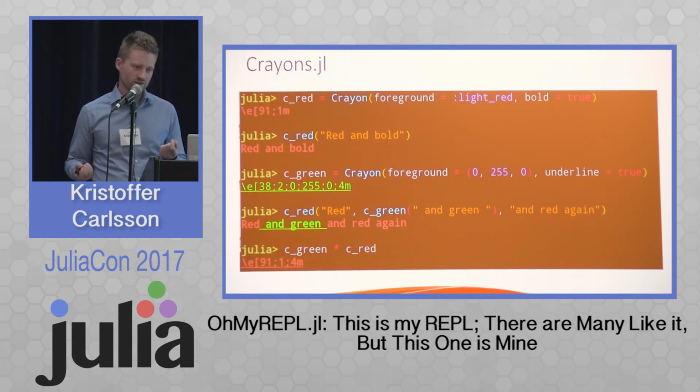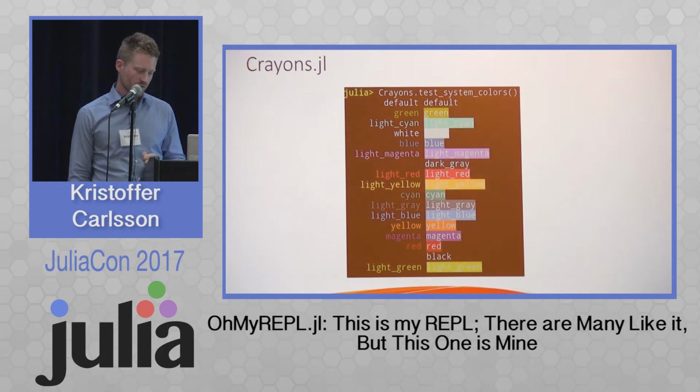Now, let's say you have two crayons that both set the foreground. What do you do then? Well, if two crayons are competing, it's the last one that determines what it is. So here, both of the crayons determine the foreground, but the red is the last in the multiplication, so the result is red. But as you can see, the green one has an underline, but the red one does not. So the mixture of the two also has an underline.